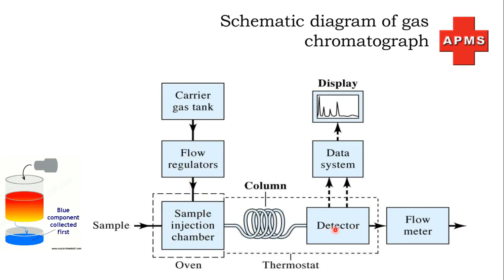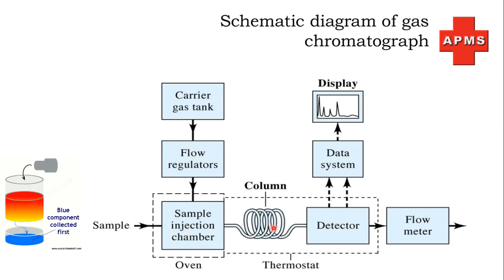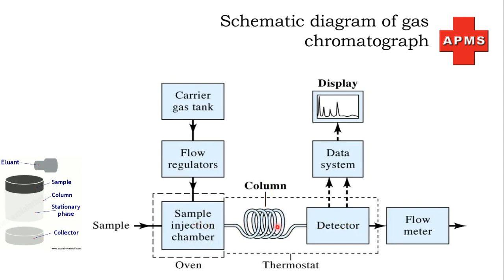So gas flows for 10 minutes or half an hour, depending on the instrument quality and column type. First, to prepare this flow, clean this complete setup, and after that a sample will be injected. In this whole system we can see the sample injection chamber, column, and detector.